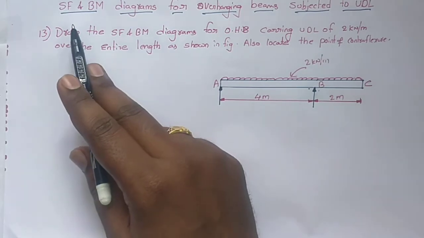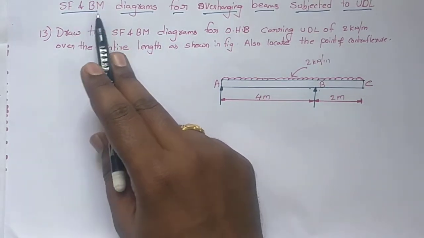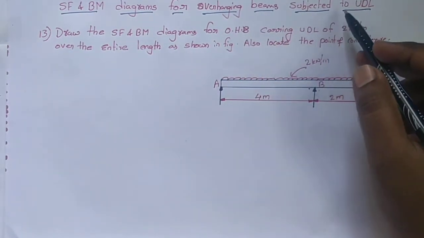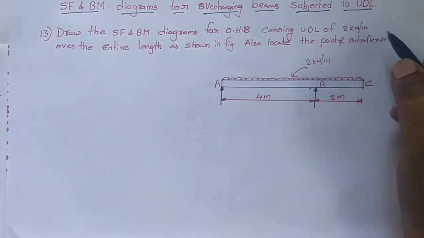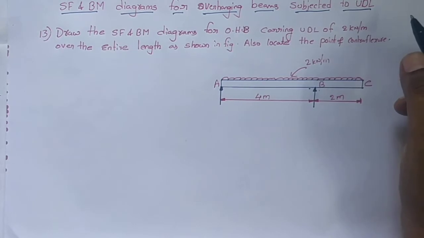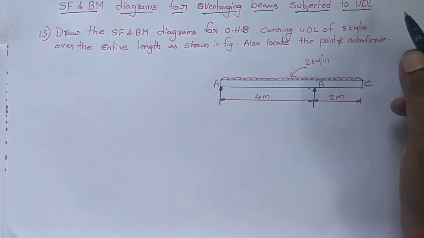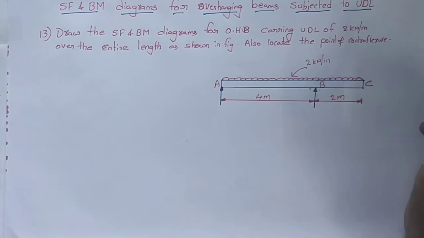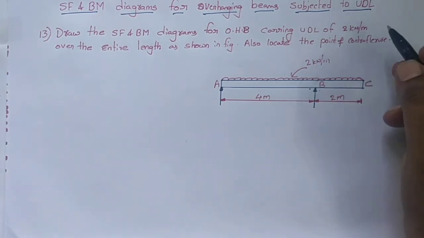I am going to explain how to draw the shear force and bending moment diagrams for overhang beams subjected to UDL loads. In the previous session, we discussed an overhang beam subjected to point loads. Now in this session, I am going to explain how to draw the shear force and bending moment diagrams for overhang beams subjected to UDL load.